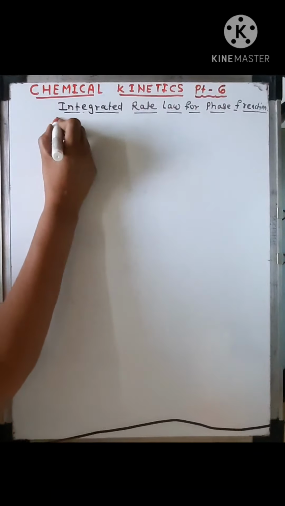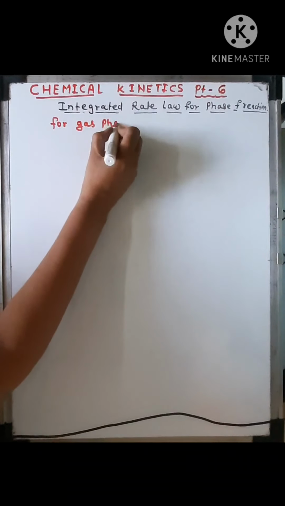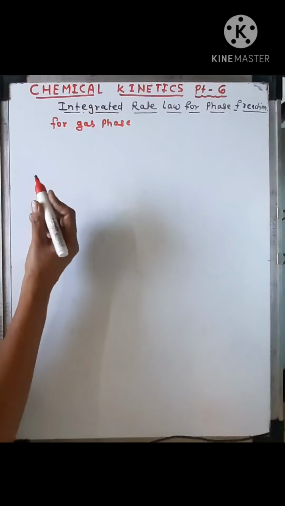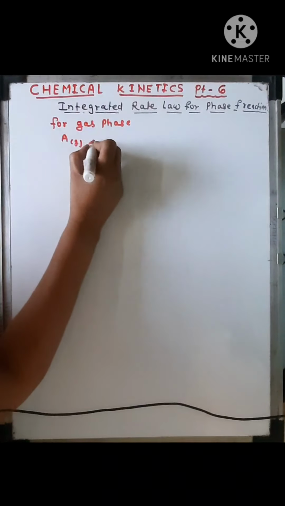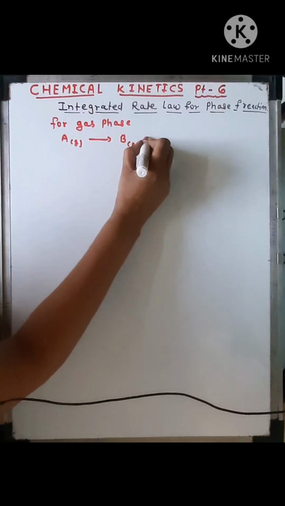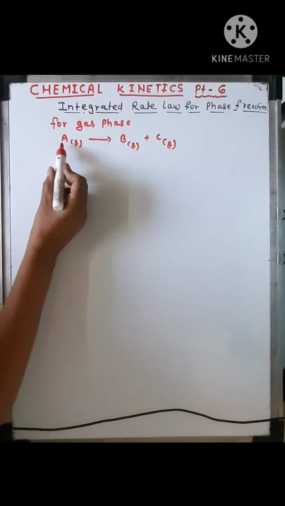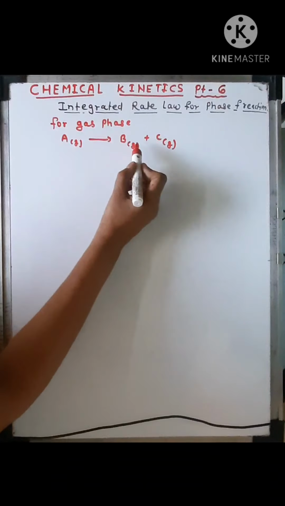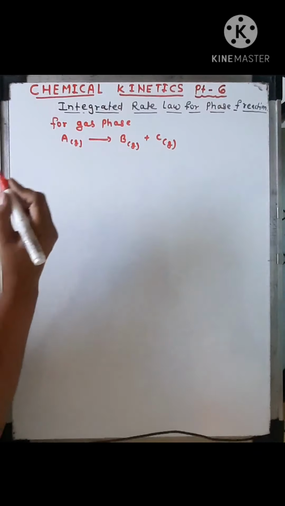For gas phase, consider a general reaction, that is A, in gas, gives B plus C. One reactant A gives two products B and C, all in gas phase.